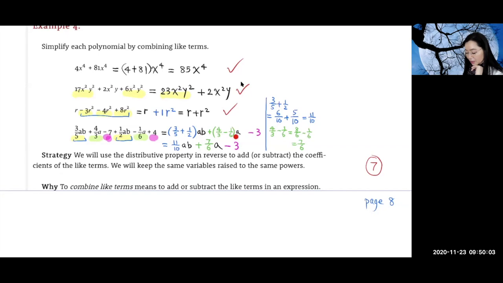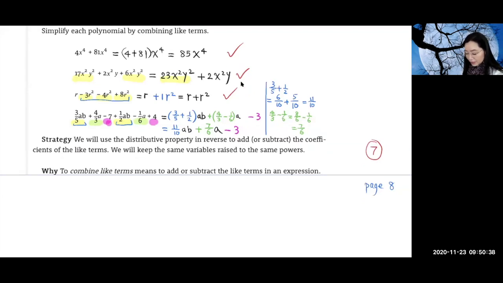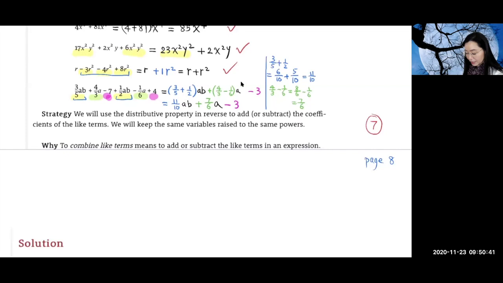Now what about these two? To combine these two, you combine the coefficients. You convert to the same denominator, 6. So you multiply up and down here by 2, so it's 8 over 6. And then now you combine them: 8 minus 1 is 7. So 7 over 6, and then A. And then combine these two numbers over here. It is -3. Okay, so that's how you combine like terms.